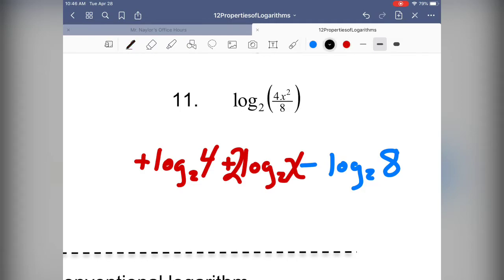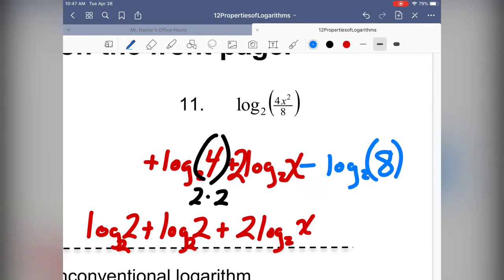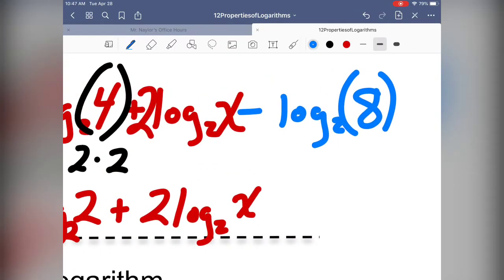Now, if you're really on the ball here, you would say, Ms. Naylor, you could actually break this down again. Right, I can think of the number 4 as 2 times 2. So that means that I actually could split this up to be the log of 2 plus the log of 2. So I can split that up a little bit. Now, this 2 log of x, that doesn't get split up anymore. But the number 8, that actually can be split up. That can be split up into 2 times 2 times 2.